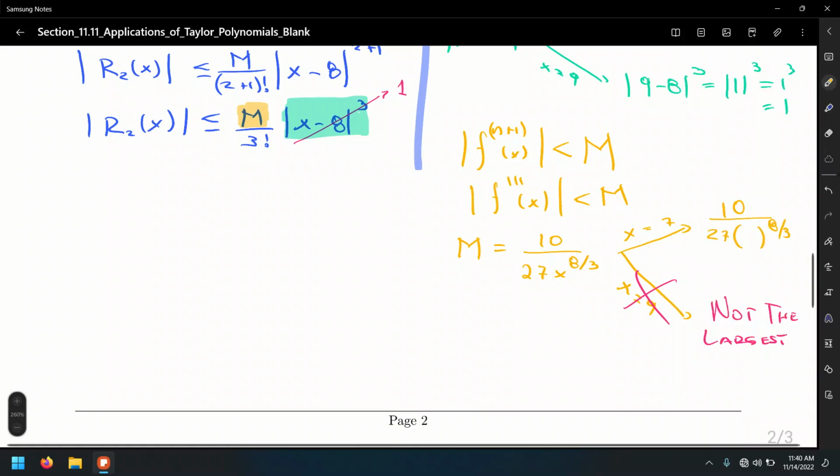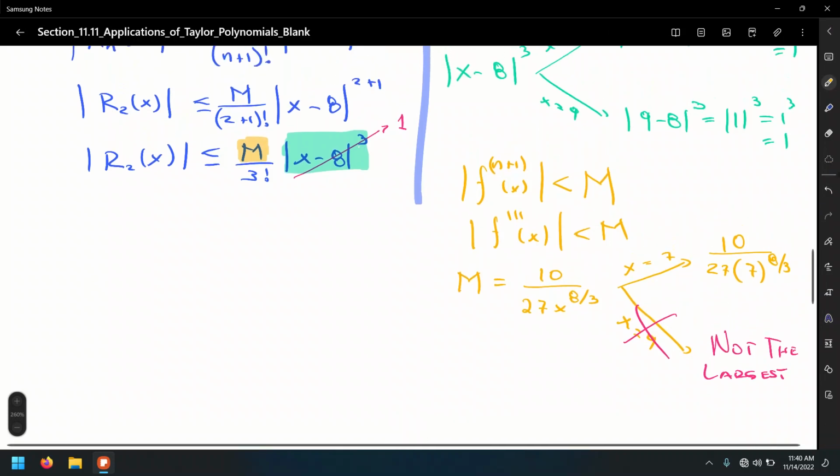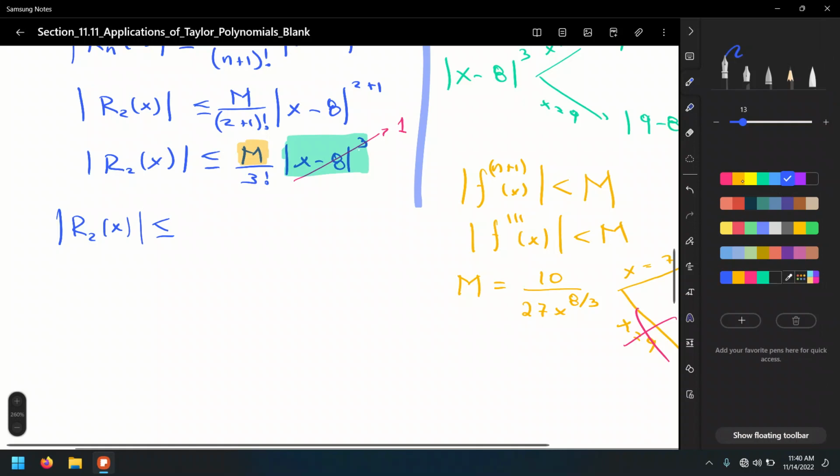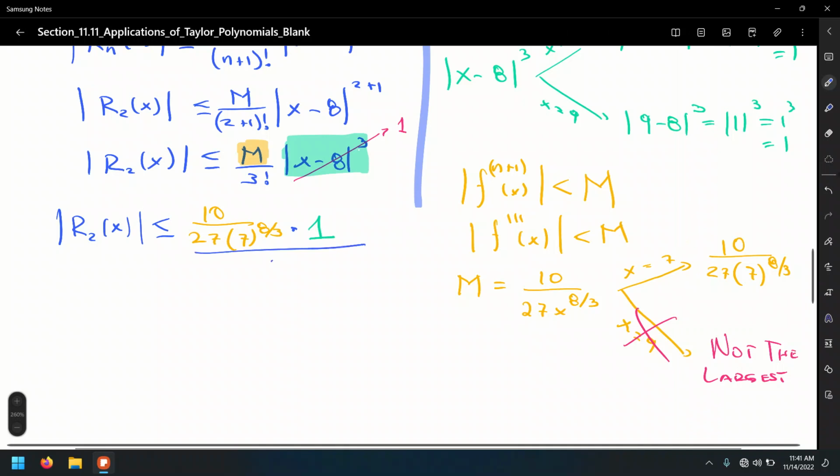7. All right, we may go back to Taylor's inequality here to find that remainder. Number one, the remainder of using the second degree polynomial will be less than or equal to that crazy number, this madness here, 10 over 27, 7 to the 8/3, times the one that we got for the green quantity, and then that divided by 3 factorial.